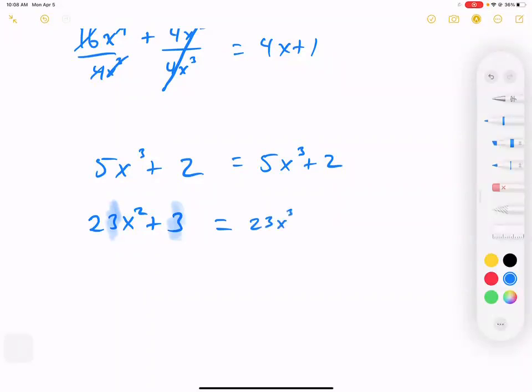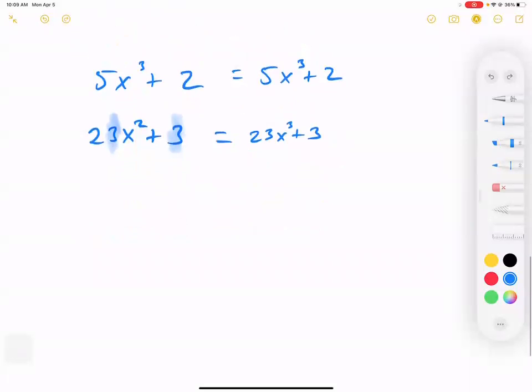This is just 23 x cubed plus 3. Right. I can't divide by 3, right? See? This works, but this does not work. So you have to be able to divide it out. Because we're really undoing multiplication, and to undo multiplication, the opposite of multiply is divide.